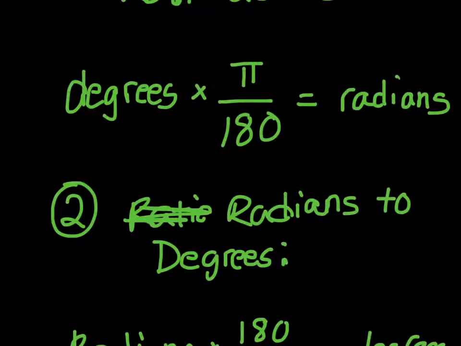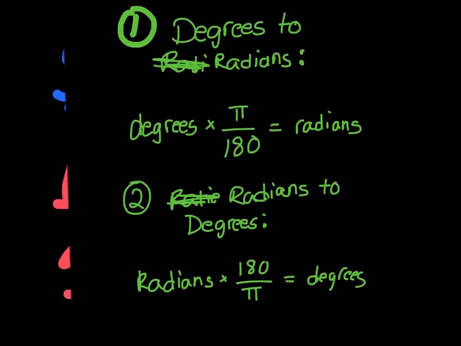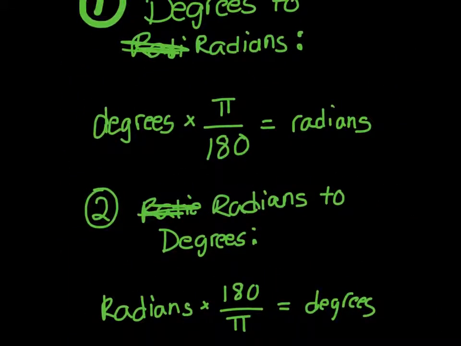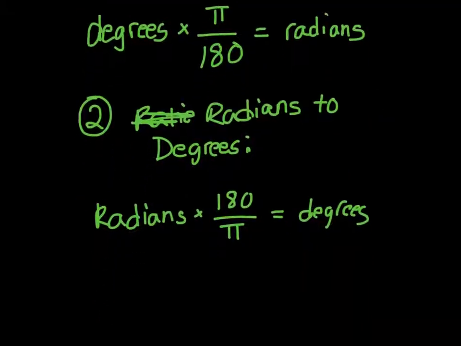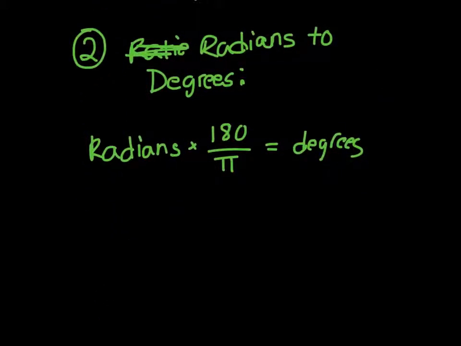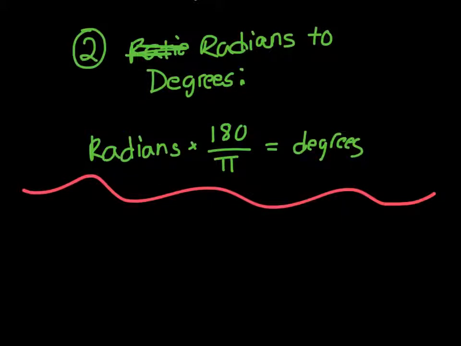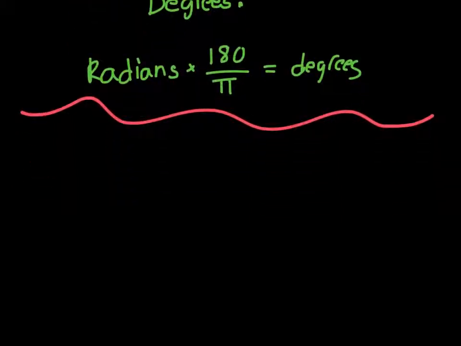So let's go over our two rules again. If you're going from degrees to radians, you want to multiply the degrees by pi over 180 to get radians. If you're going from radians to degrees, you want to multiply by 180 over pi to get degrees. That's it. Now what we can do is just do a few practice problems.